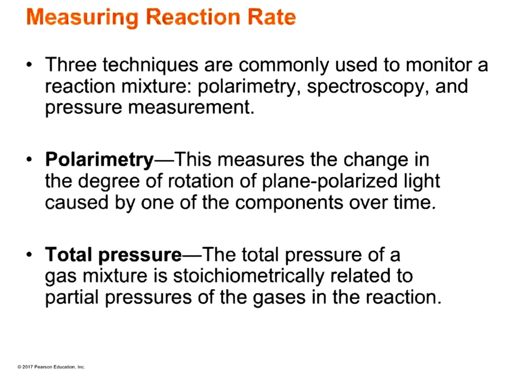Polarimetry measures the change in the degree of rotation of plane polarized light caused by one of the components of your reaction over time. As an example, a long time ago, a scientist was measuring the rate of reaction for the decomposition of sucrose into glucose and fructose. Now, sucrose can rotate light in a clockwise manner, and glucose and fructose rotate light in a counterclockwise manner.